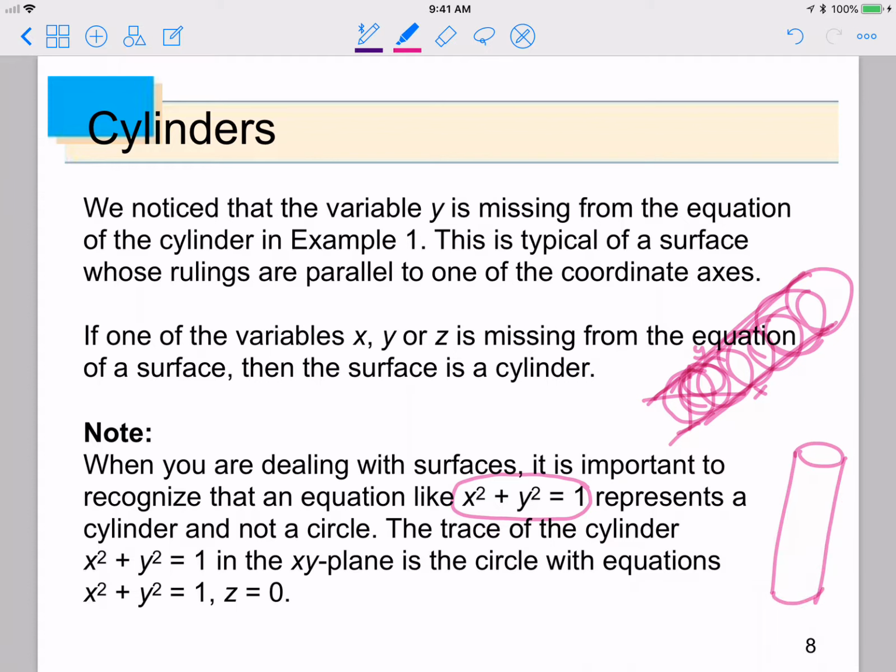Does that make sense? Where here's x and here's y, and coming up here is z. Okay, so you want to remember that it's not a circle in 3D space, it's actually a cylinder, but each cross section is a circle.